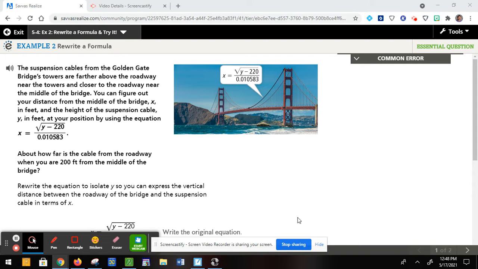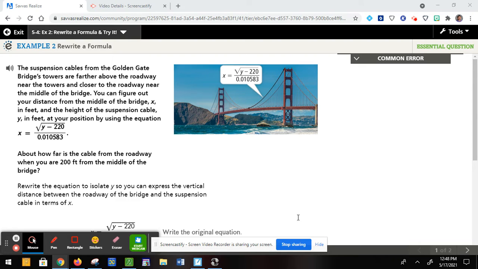This is a question in context here. The setup is, if you look at the curve of the cable there on the bridge, it's basically the shape of a parabola, which is why we can use the square root to then determine, basically what it's saying is your distance from the middle using this formula is going to tell you how high the cable is above where you're at.